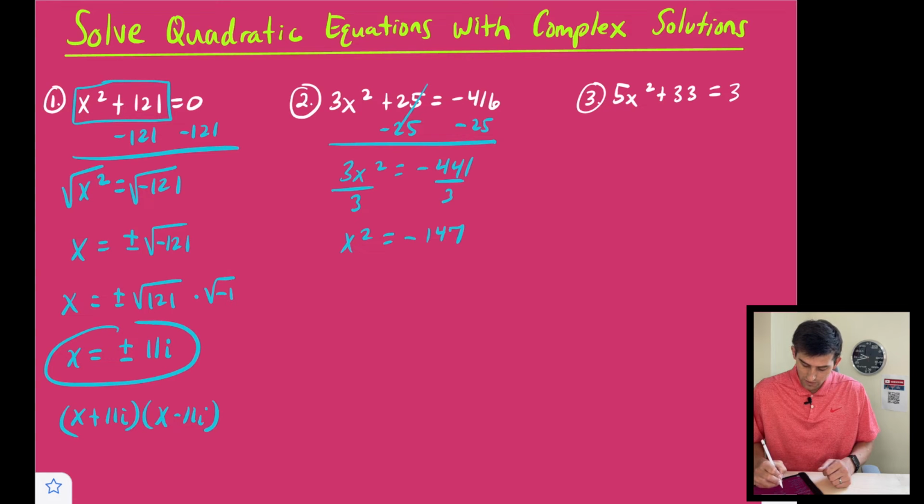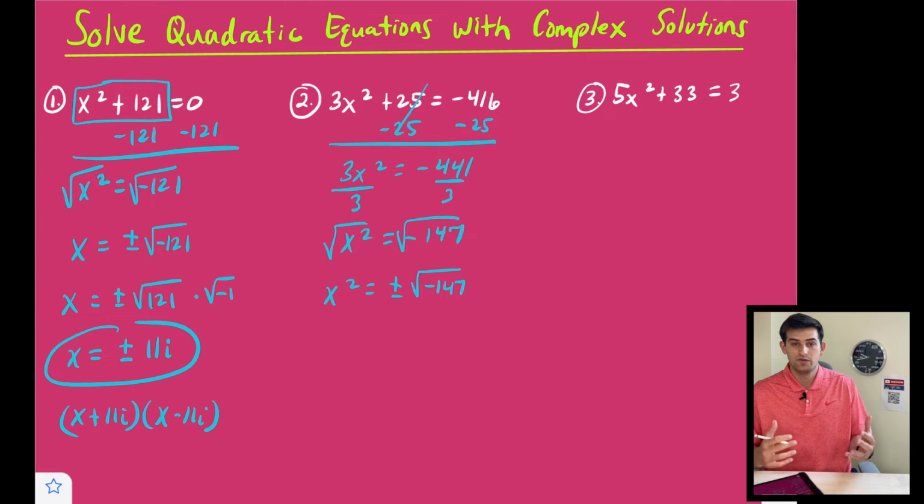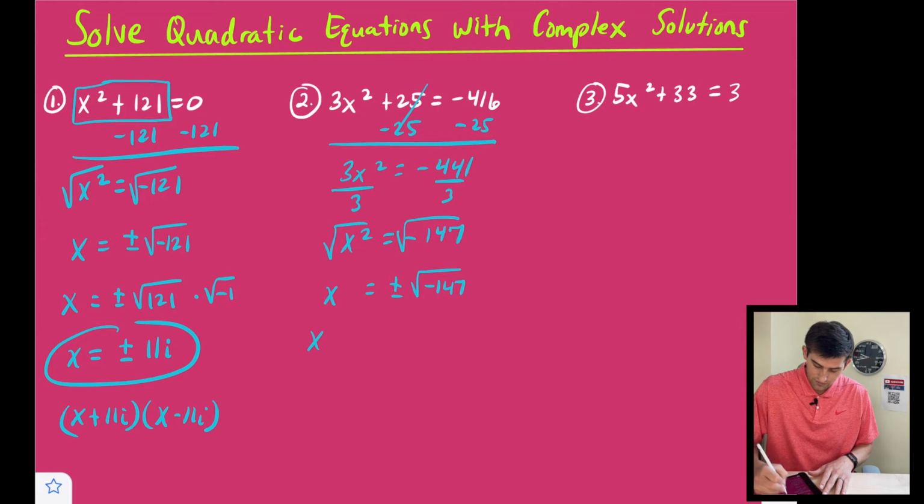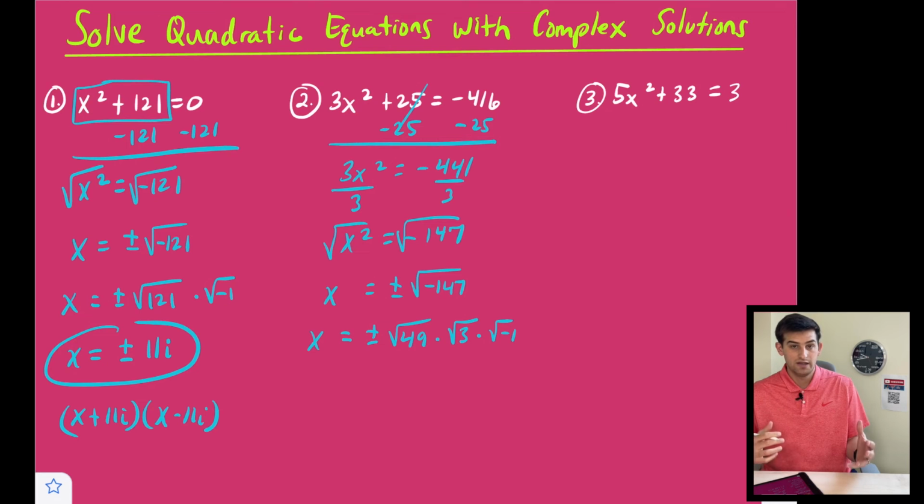Okay, now we can go ahead and take the square root of both sides. So we get x equals positive or negative square root of negative 147. So let's think about the factors of 147, and 49 would be a perfect square factor. So we could write this as x is equal to positive or negative, and let's write this as the square root of 49 times 3, and then we can add in our negative 1.